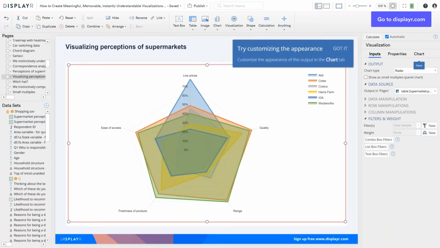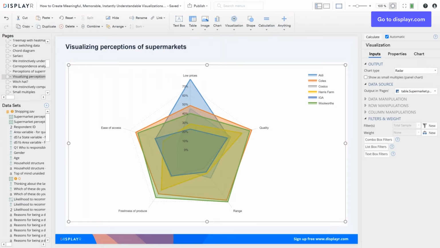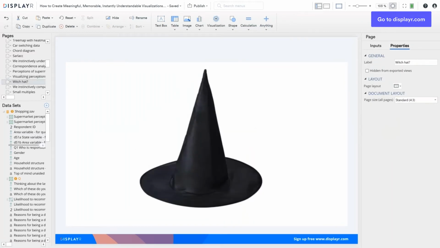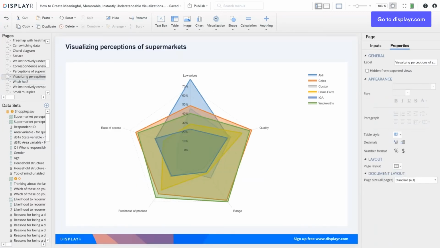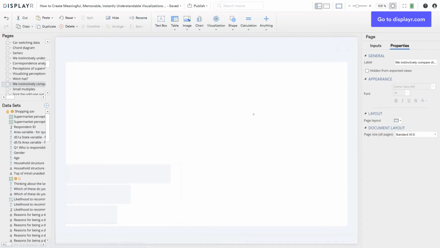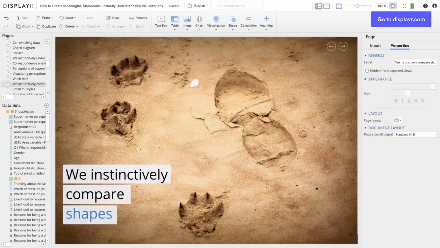So what's this visualization telling us? You can still see that Aldi owns low prices. So that's good. What else do you see? What shape do you see? I see this. Now, this is not the kind of shape that my brain's evolved to understand. These are actually the kind of shapes that my brain's evolved to understand. We instinctively compare shapes.